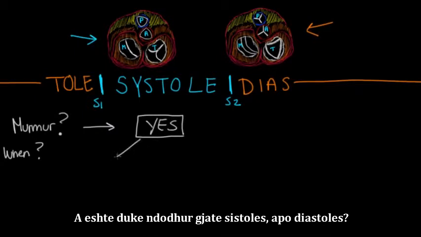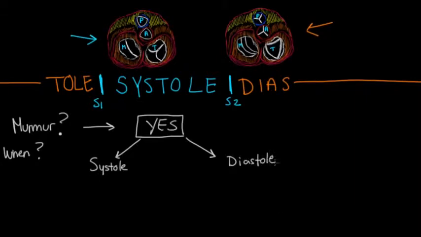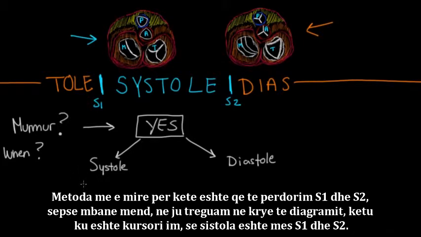Is it in systole, or is it in diastole? Well, how do we figure that out? A good method for this is to actually use S1 and S2, because remember, we showed at the top of the diagram up here, where my cursor is, that systole is between S1 and S2.